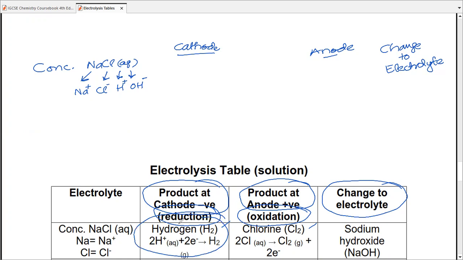All right, reasons, anyone? Because the sodium is more reactive, so it will stay in the solution, and hydrogen is less reactive, so it will appear up. Good.